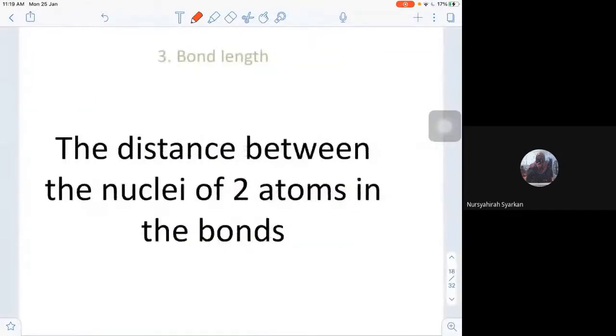Okay, the third property is the bond length. The bond length is defined as the distance between the nuclei of the two atoms in the bond. The nucleus of the two bonded atoms: this is the first bonded atom, this is the second bonded atom. The distance from the nucleus of the first atom to the second atom is what we call the bond length.